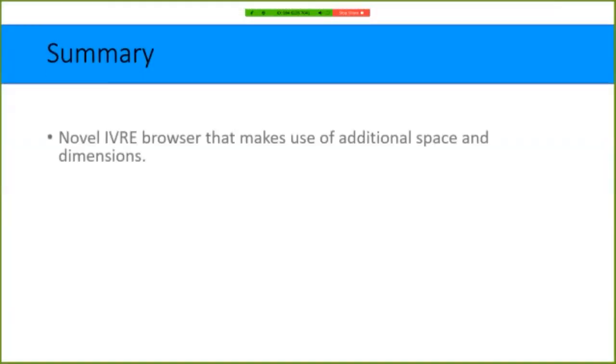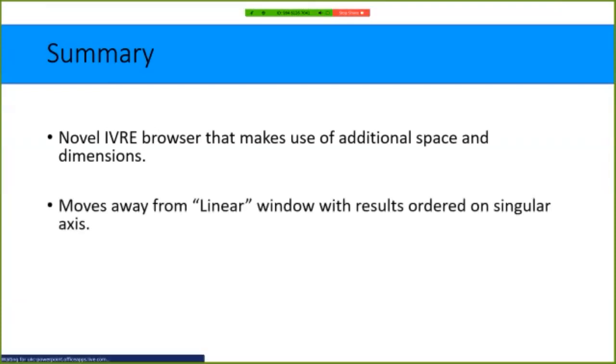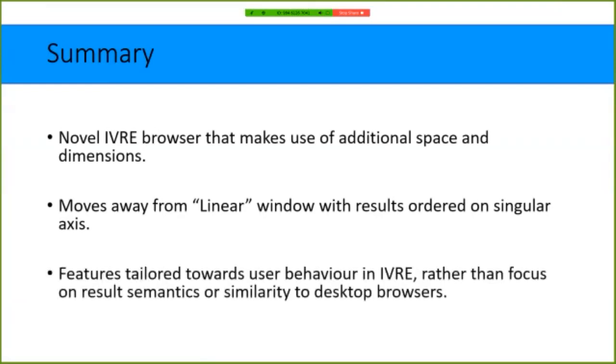So overall, here we've presented a novel immersive virtual reality browser that makes use of all of the space and 3D dimensions that a user has in the environment. We try and move away from that linear window with just results on one axis, and we aim to tailor all the features to the particular environment rather than focus on semantic related results or desktop browsers.